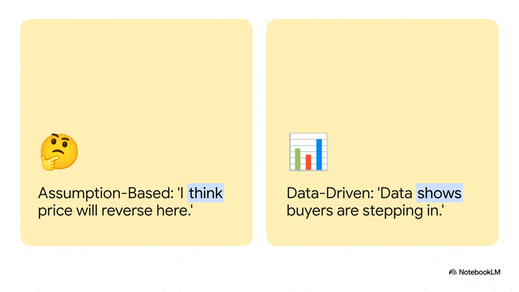You see, when it comes down to it, there are really two ways to trade. There's the assumption-based approach, where you say, I think the price is going to reverse here. It's a gut feeling. And then there's the data-driven approach, where you can say, the data is showing me that buyers are taking control right here, right now.